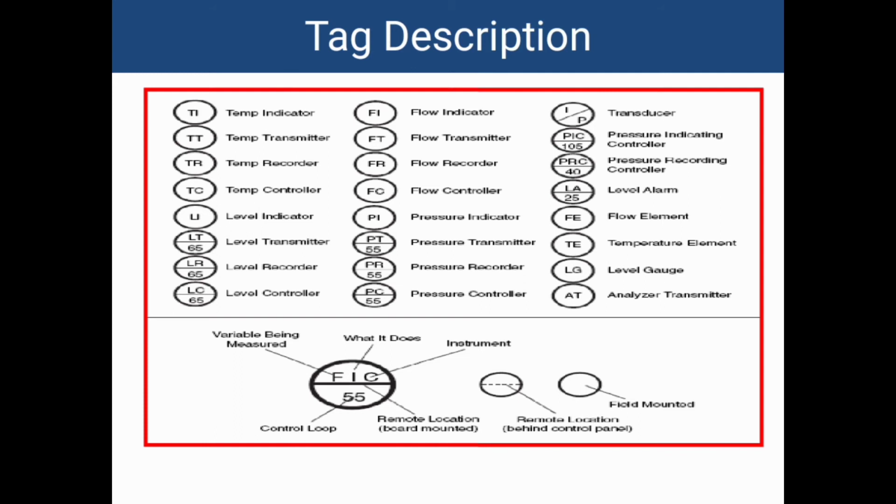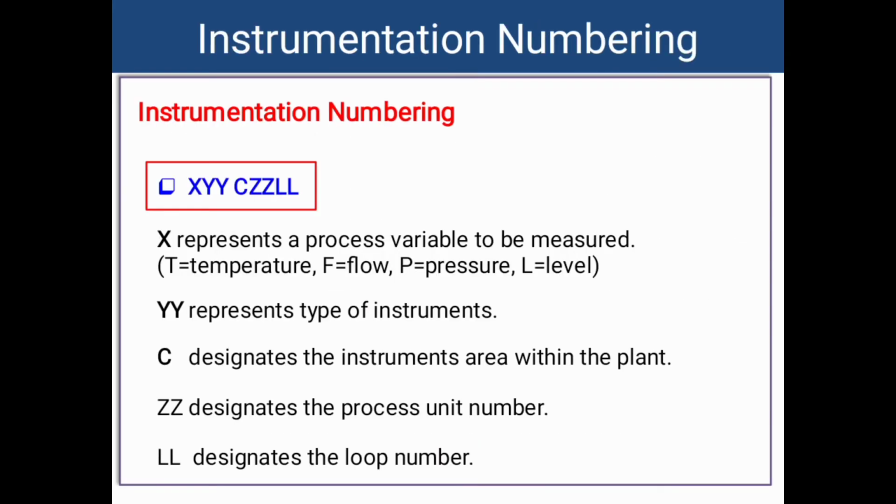Then TI means temperature indicator. Another, TT, means temperature transmitter, TR temperature recorder, TC temperature controller, LI level indicator, like that. You can read that tag description.